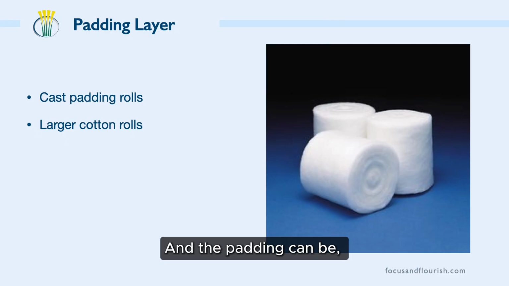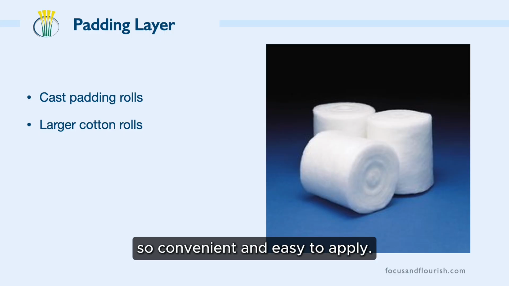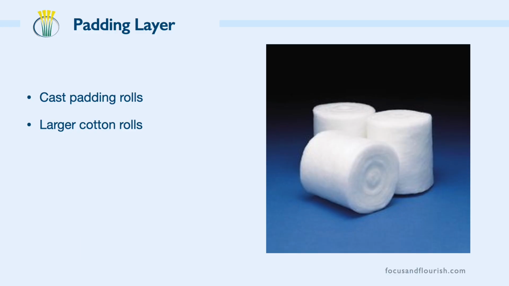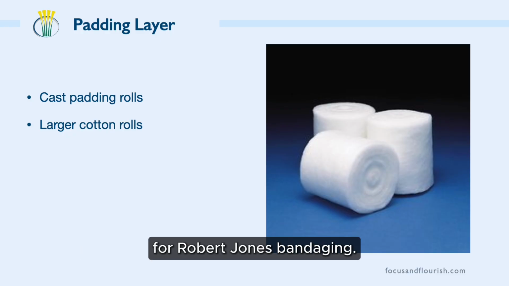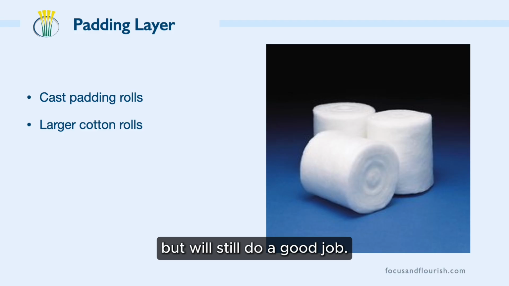The next layer you're going to use is your padding layer. And the padding can be the cast padding, such as the picture here, so convenient and easy to apply. You can also use that big cotton padding that you can buy. You've probably seen it used for Robert Jones bandaging. That's a little more cumbersome to manage, but will still do a good job.